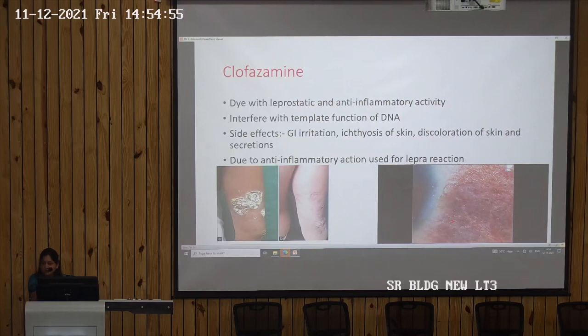क्या mechanism होता है clofazimine का? It interferes with the template function of the DNA, damages the DNA. Side effects are GI irritation, ichthyosis of skin, discoloration of the skin and secretions, as you can see in the picture. So these are the side effects, and due to its anti-inflammatory action, it is used for lepra reaction. So clofazimine is also used in lepra reaction. There are two types of lepra reaction.